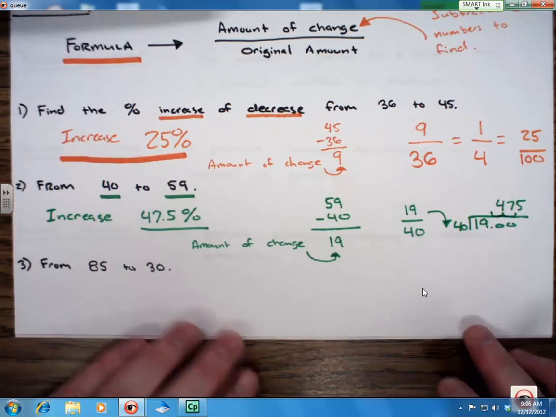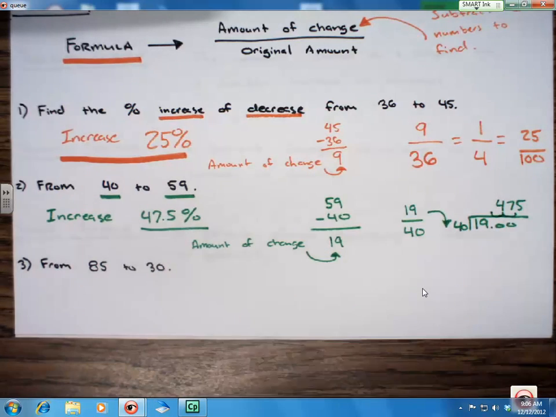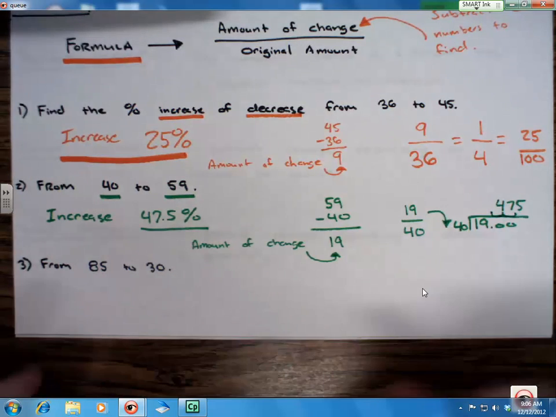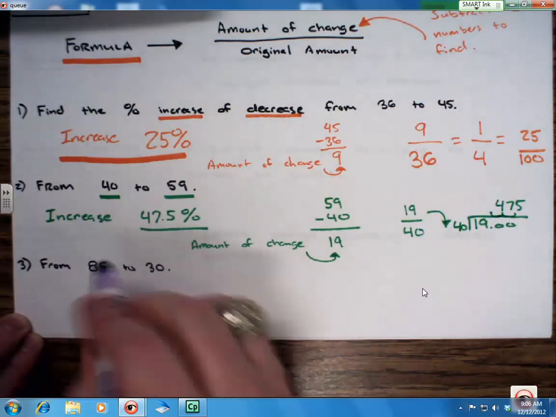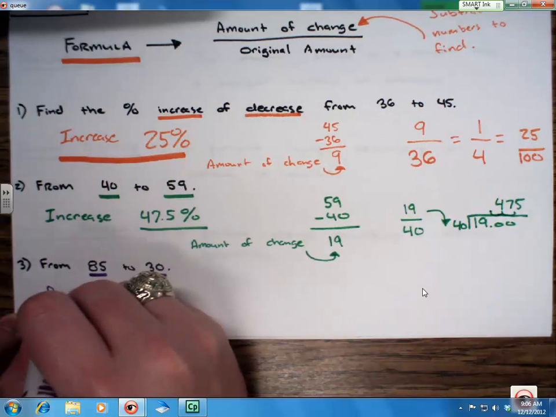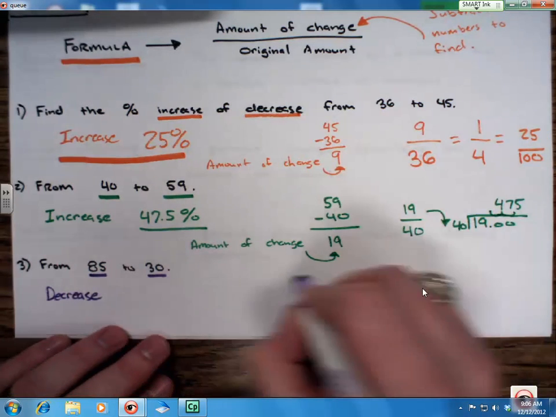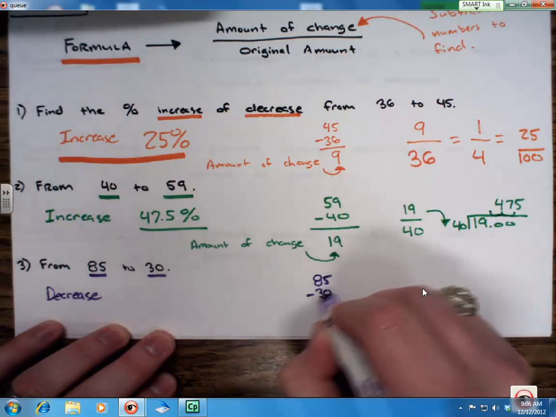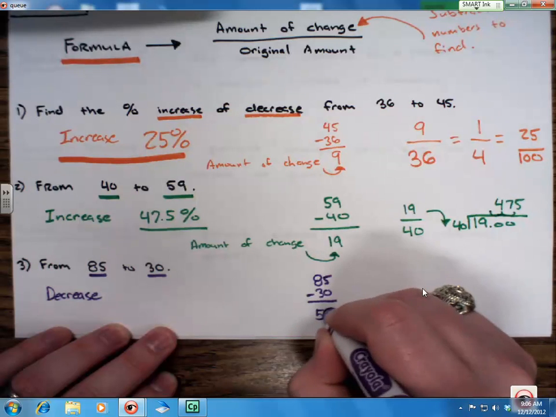Questions on any of that so far? No? All right, then let's take a look at our last one here. And we're going to go from 85 to 30. Now, is this an increase or a decrease? Yeah, this was a decrease because I'm starting on 85 and I'm going down to 30. So it's going to be a decrease. And let's do our subtraction here. We'll have our 85 minus 30. Well, what's 85 minus 30? Yep, it's going to give me 55.